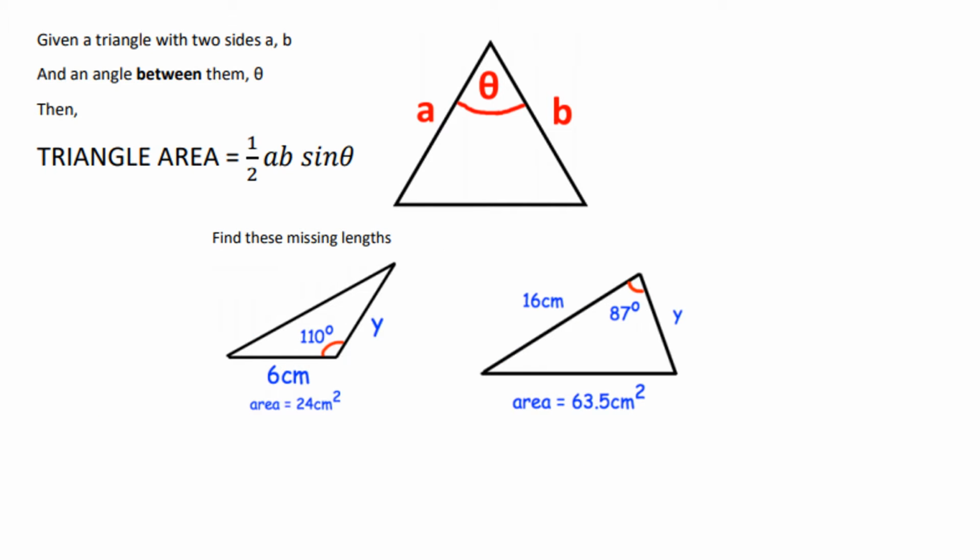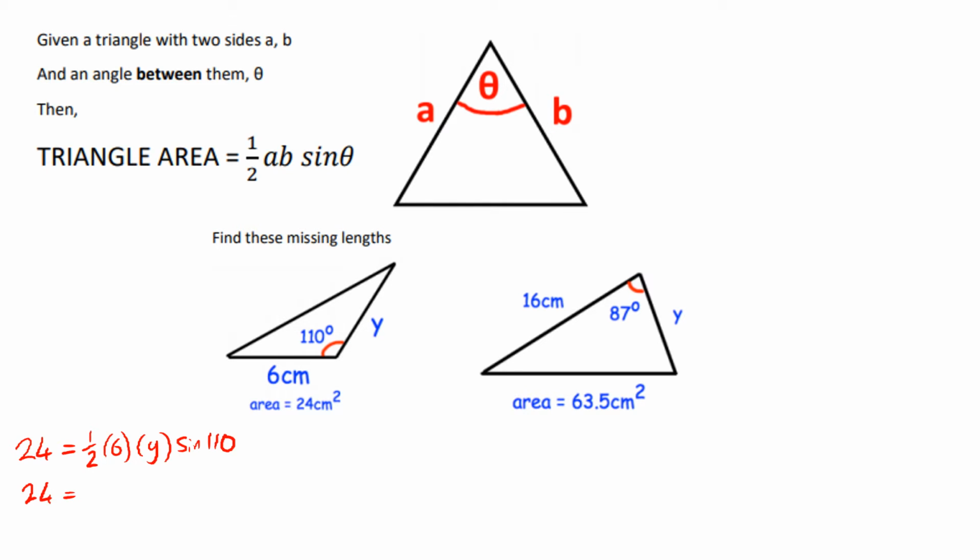One thing we can obviously do with this is rearrange it to find missing sides. So let's use this first example. We've got an area of 24. So let's set that up and say 24 is equal to a half AB sine C. Our A and our B are 6 and Y. It doesn't really matter which way around we say it. So a half times 6 times Y, and then theta is 110. Cool. How could we simplify that down?